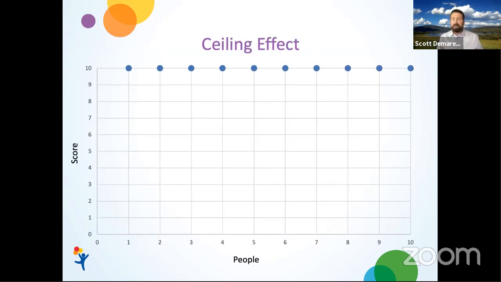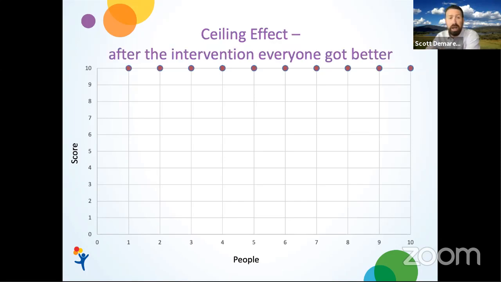So, ceiling effect. Whatever measure this might be, if it's measured from 1 to 10, and at the start of the trial everybody's a 10, and then you do the trial and everybody actually got better, there's still a 10 on this scale, because 10's the highest you can go. That's a ceiling effect. That's a problem. You're not going to have a successful trial if you do that.